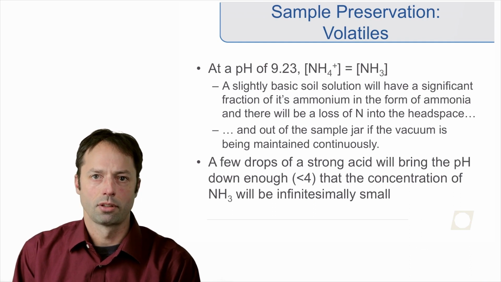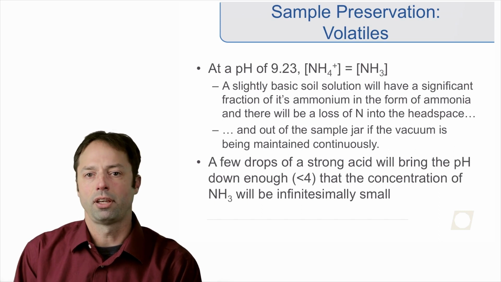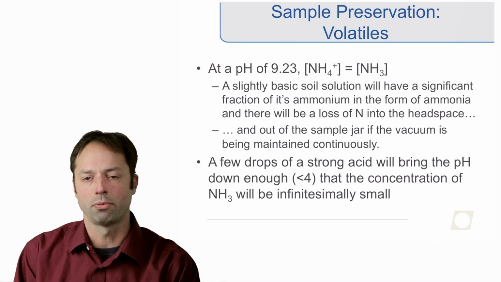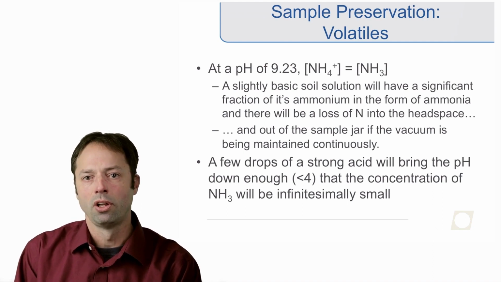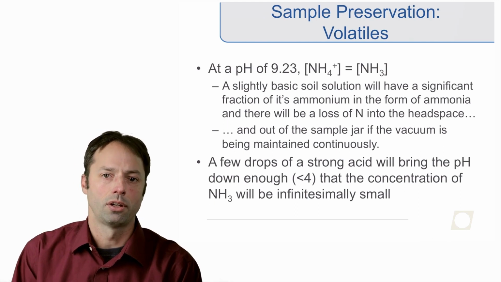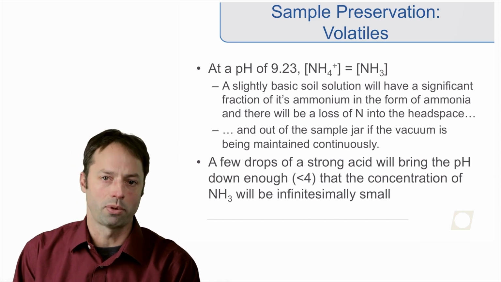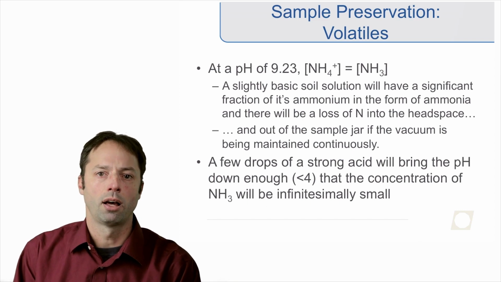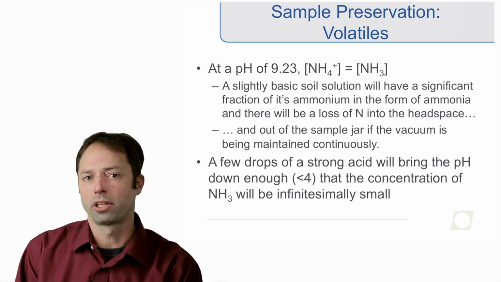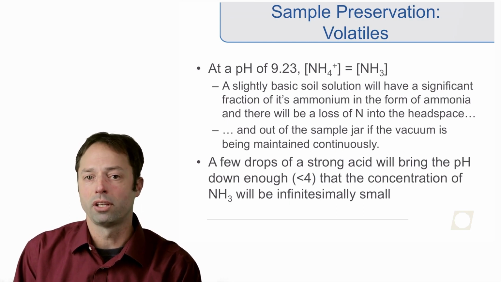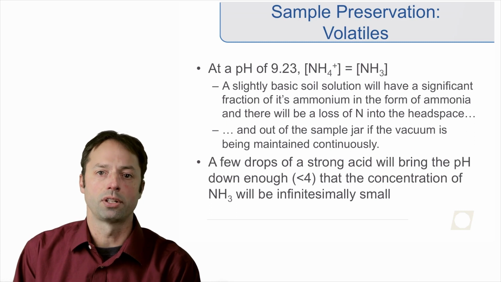And if you're maintaining a continuous vacuum, say sipping periodically to maintain a constant headspace or a constant vacuum, or if you're using tensiometer control where you're constantly having to maintain that vacuum, then you could be losing all of your sample out through the vacuum if your pH is too high. One thing you can do, a few drops of strong acid will bring the pH down enough, less than 4, that all of it will be in the form of ammonium, and it's not going to volatilize away.